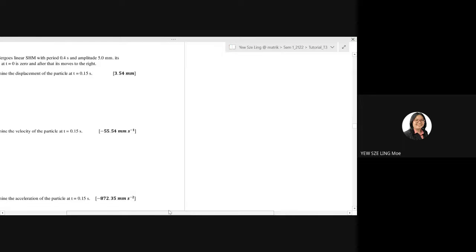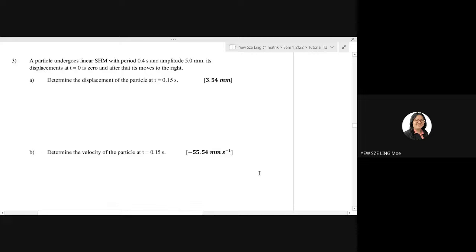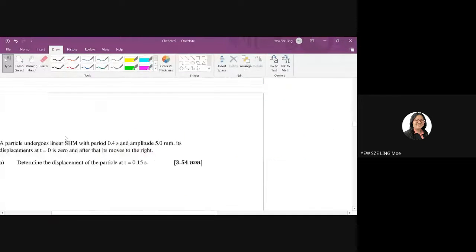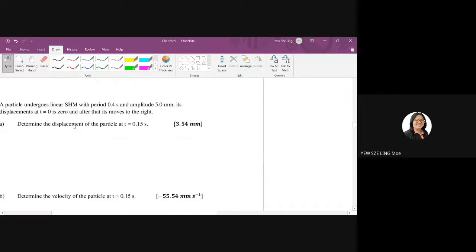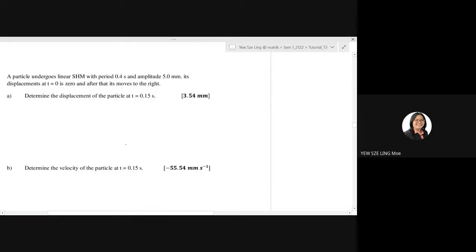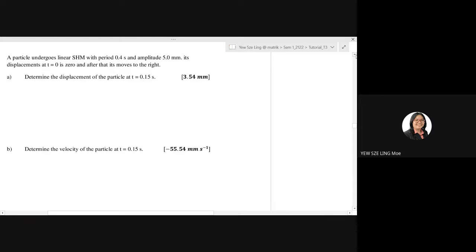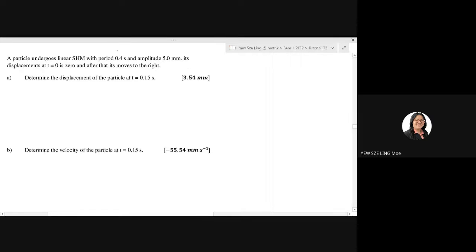Okay, so this is another type of exam question where you yourself have to form the equation for x first. So now let's see. Question number 3. The particle undergoes simple harmonic motion with a period of 0.4 second. So we have period, that is your capital letter T, with an amplitude of 5 mm.